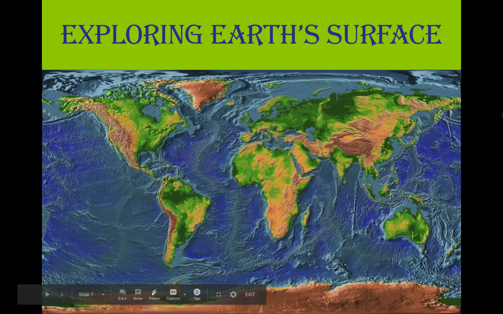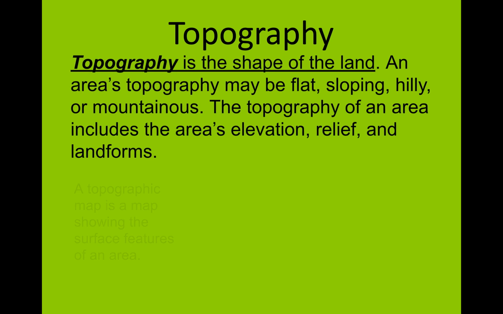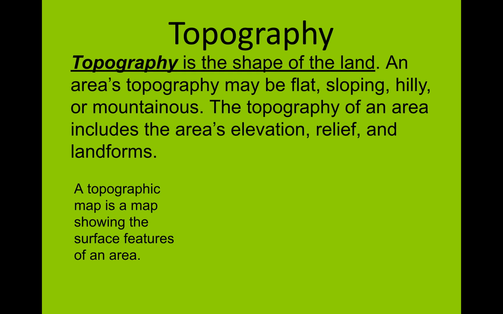This week we're going to talk about exploring Earth's surface. So we're going to talk about topography. Topography is the shape of the land. An area's topography might be flat or sloping, hilly, or mountainous. The topography of an area includes the area's elevation, relief, and landforms. A topographic map is a map that shows the surface features of an area.